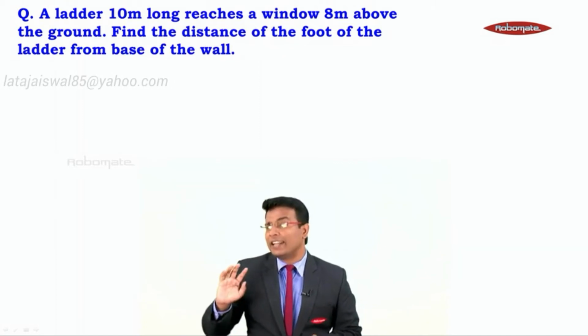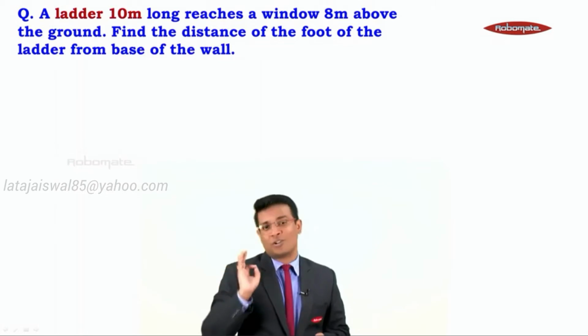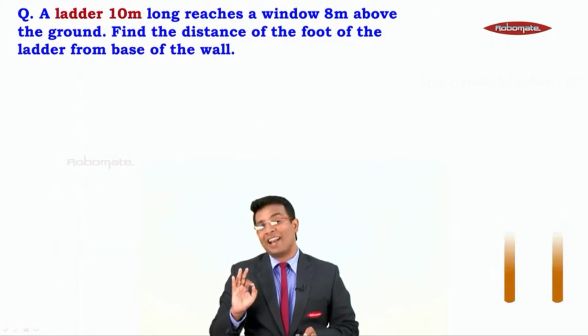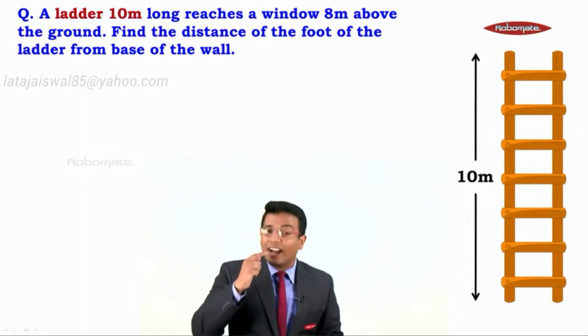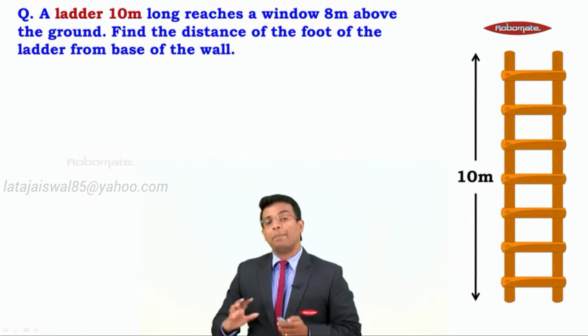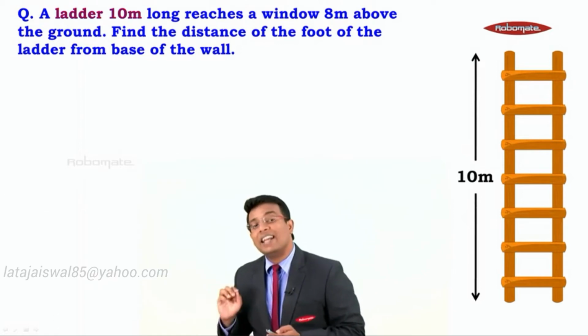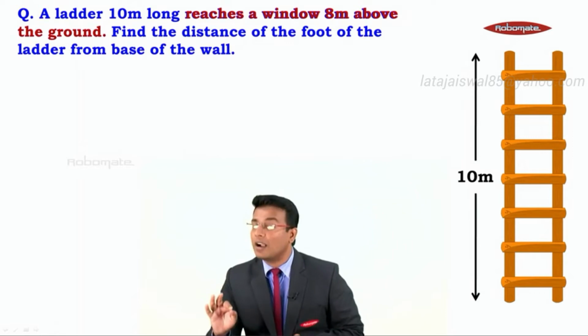Right, let's see step by step now. It says a ladder 10 meter long. So that means there has to be a ladder. So let's have a ladder. Now we have a ladder here, right? The length of this ladder is 10 meter. Now this ladder reaches a window 8 meter above the ground.